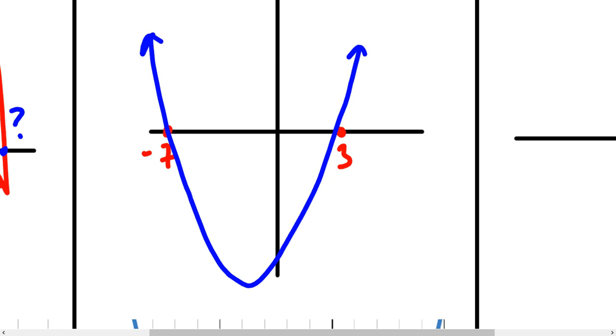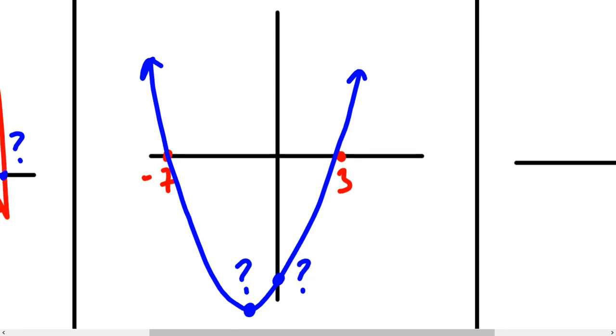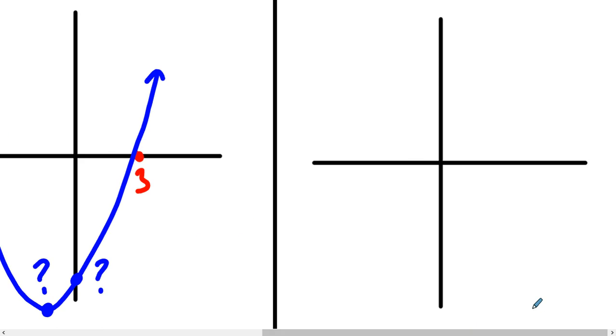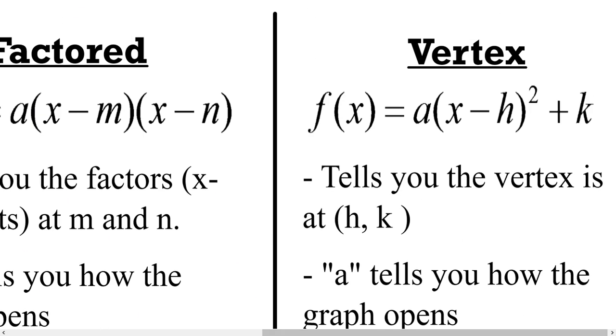What are some things, again, that I don't know? I have no clue where the vertex is, and I have no clue where the y-intercept is. I would have to do more work to get there if it was in factored form. The last form that we're going to look at is vertex form. Just before I leave, the benefit of factored form is it tells you the x-intercepts. It will not tell you the y-intercept or the vertex. Last one, vertex form. The benefit of vertex form is it obviously will tell you where the vertex is. That's why we call it vertex form.